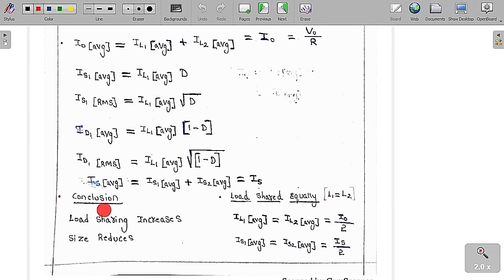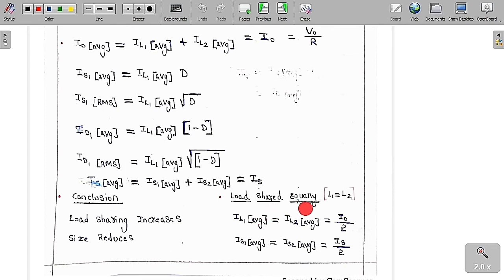So now the conclusion: what are the things that we are going to get? Load sharing increases and the size reduces. Because by connecting more than one buck converter, the load sharing increases. It means if one buck converter fails, the other is still going to supply the load. So load sharing increases and also size decreases. By using this, the overall size is going to decrease.